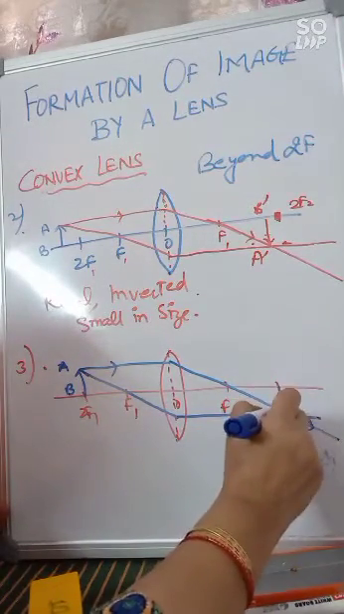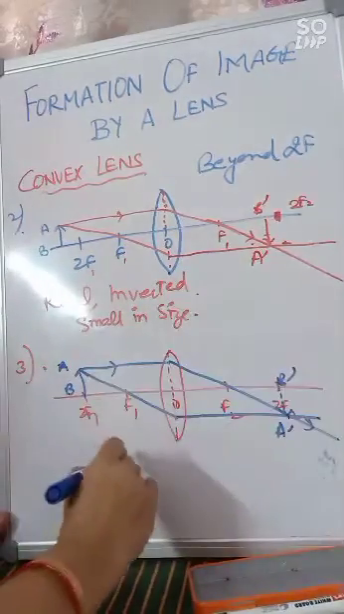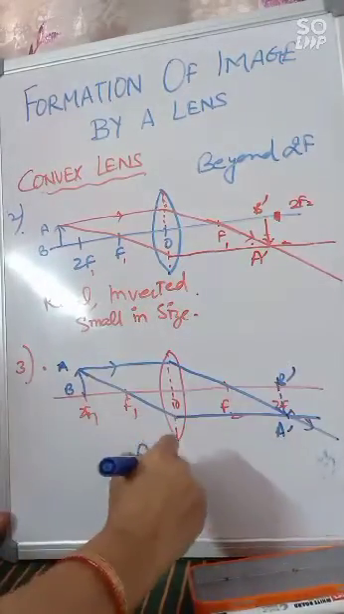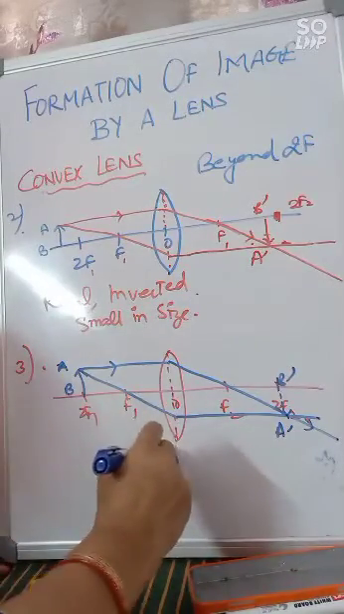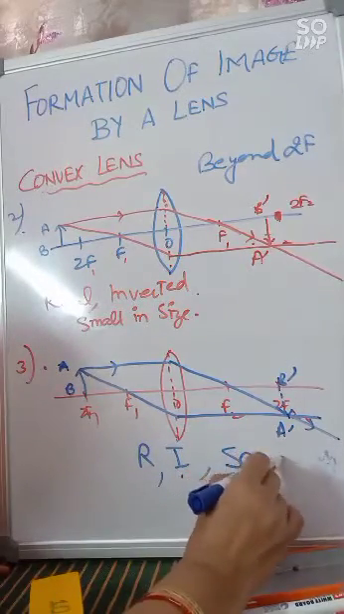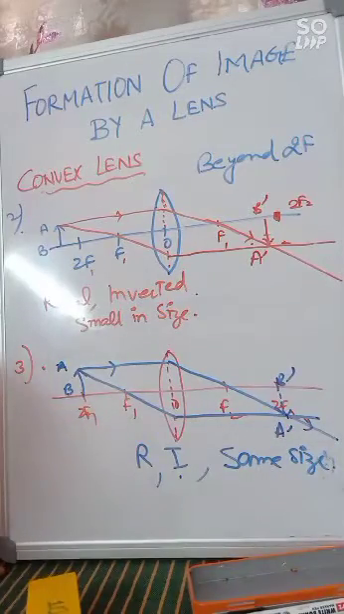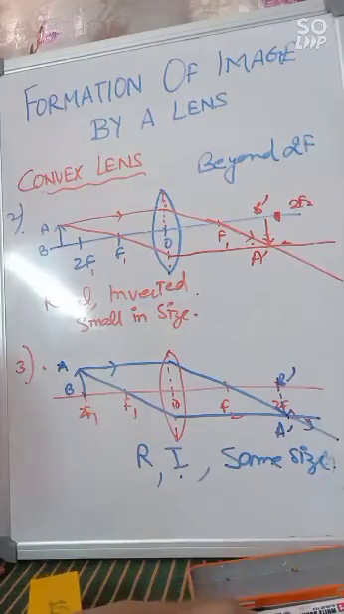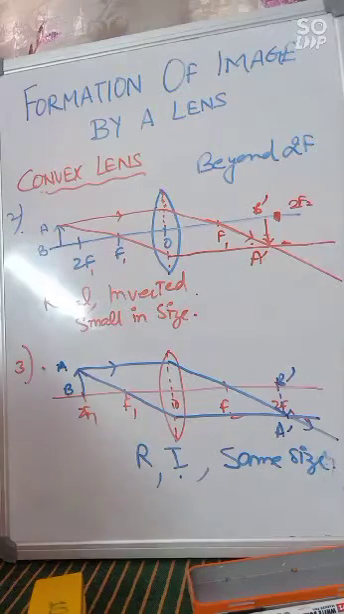So here you are going to have the image A dash B dash. Again, on the other side, real image, inverted. And if you check out, AB will be equal to A dash B dash. This is going to be an inverted image and it will be of same size, right? Fine. And the fourth is when the object will be between F and 2F. So let's work on it.